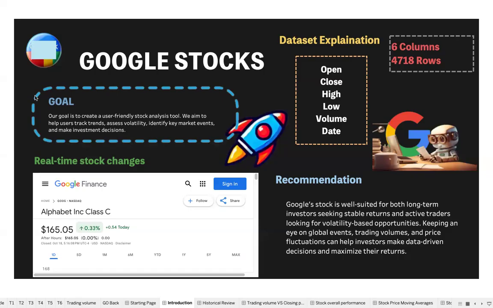Google stock is suitable for both long-term investors seeking stability and active traders looking for volatility-based opportunities. By watching price fluctuations and global events, investors can make data-driven decisions to maximize their return. And then we will move on to our historical overview part.